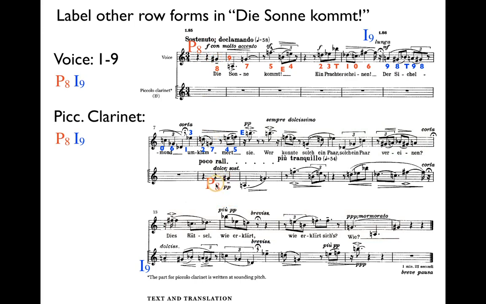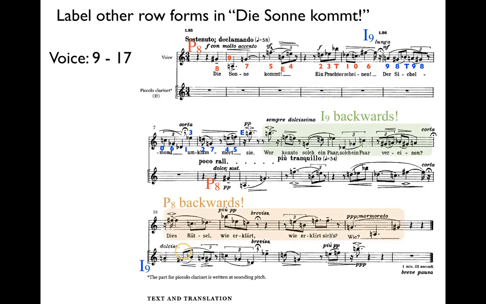We have to label them the same, P8. That then starts over again here at I9. I9 starts with A, G sharp, B flat, A, G sharp, B flat. So that is still the same. If we look at other row forms in this piece, the only two that are left are from measure 9 to 12 and 13 to the end.